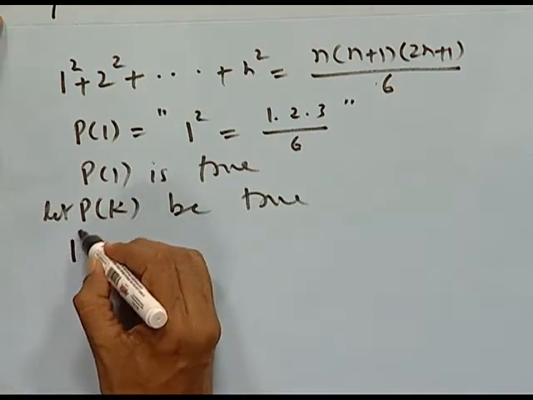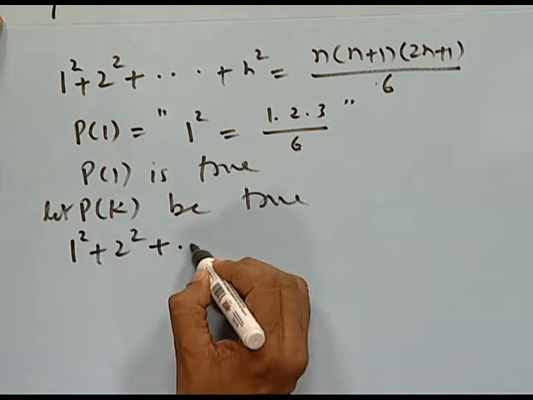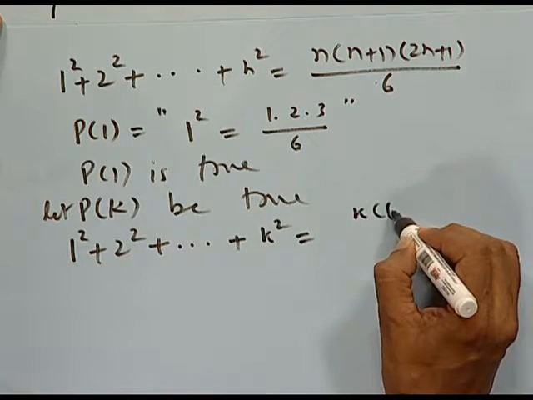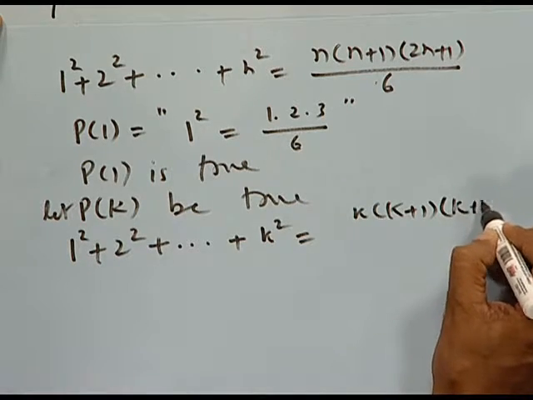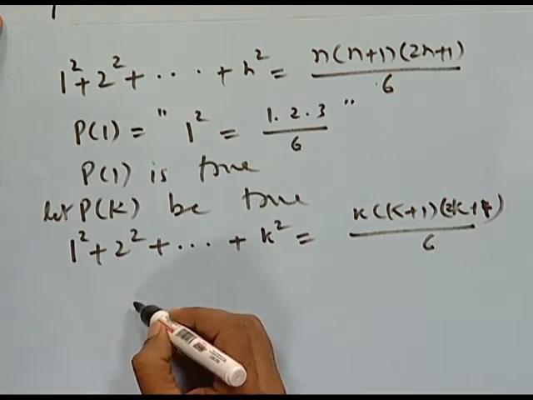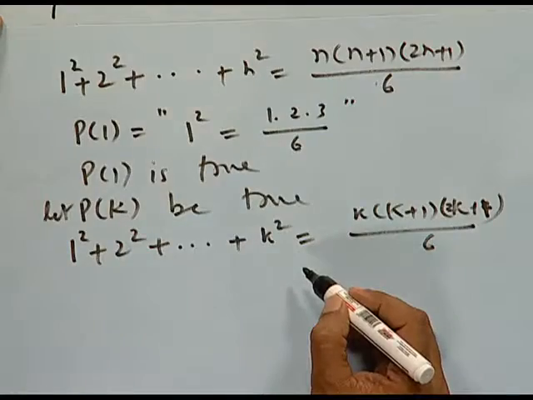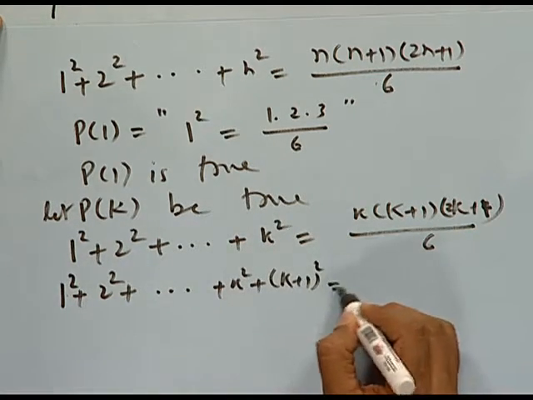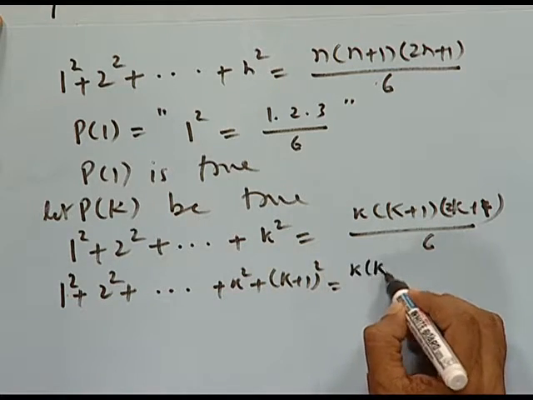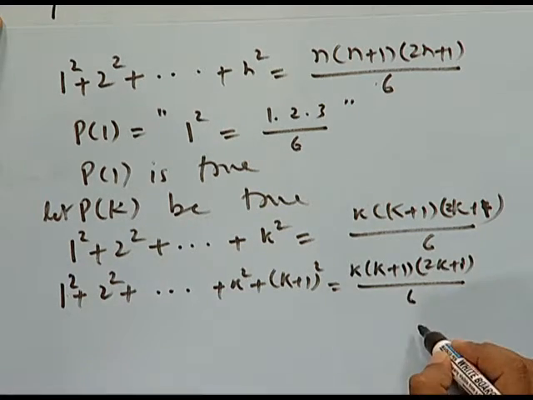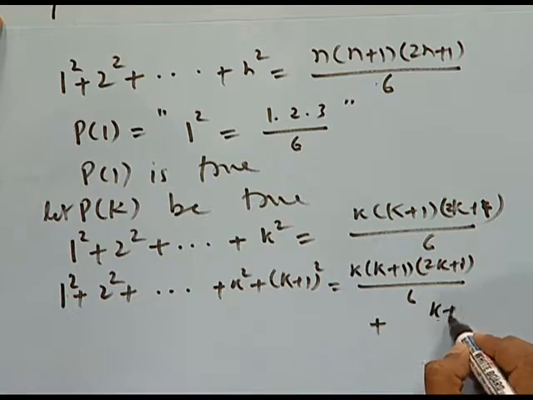This means 1 square plus 2 square and so on up to k square is equal to k times (k plus 1) times (2k plus 1) over 6. Again, to go for P(k plus 1), we add one more term. So, we get 1 square, 2 square and so on up to k square plus (k plus 1) square. This makes k (k plus 1)(2k plus 1) over 6 plus (k plus 1) square.